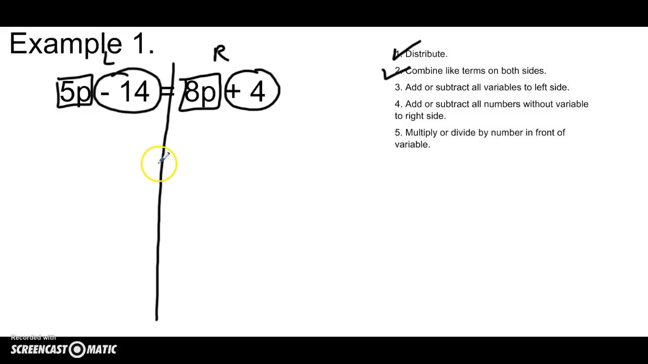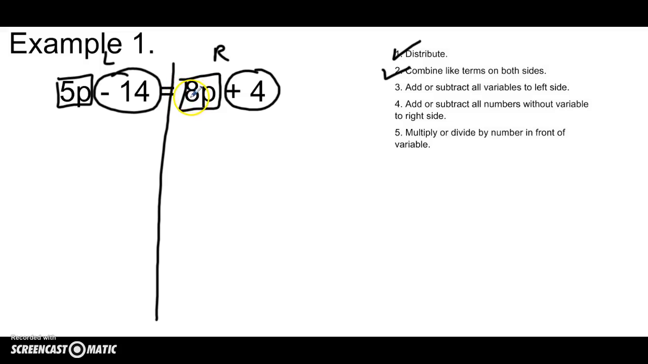Step 3 says to add or subtract all variables to the left side. What that means is this. On this left side of my equal sign, I want to have every single variable that is in this equation. So I already have one, which is 5p. If I look on my right side, there's a variable there too. It's right here with the coefficient 8. What I want to do is get this 8p to the left side of my equal sign.